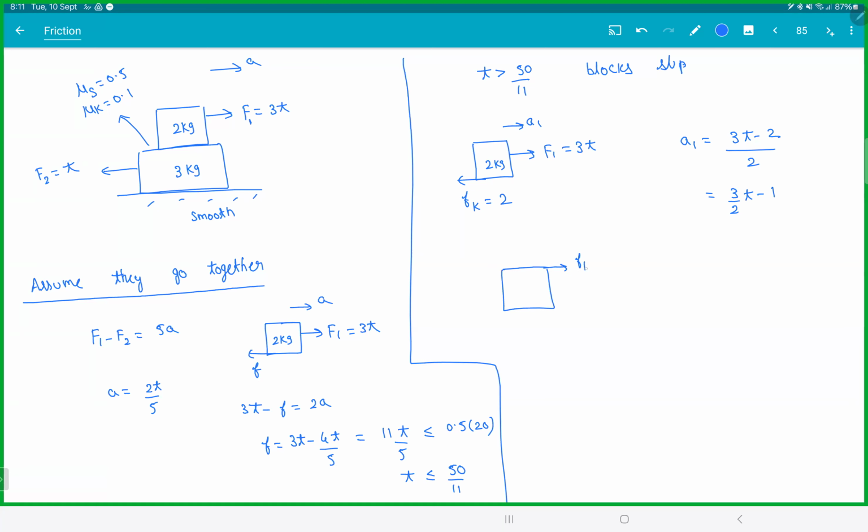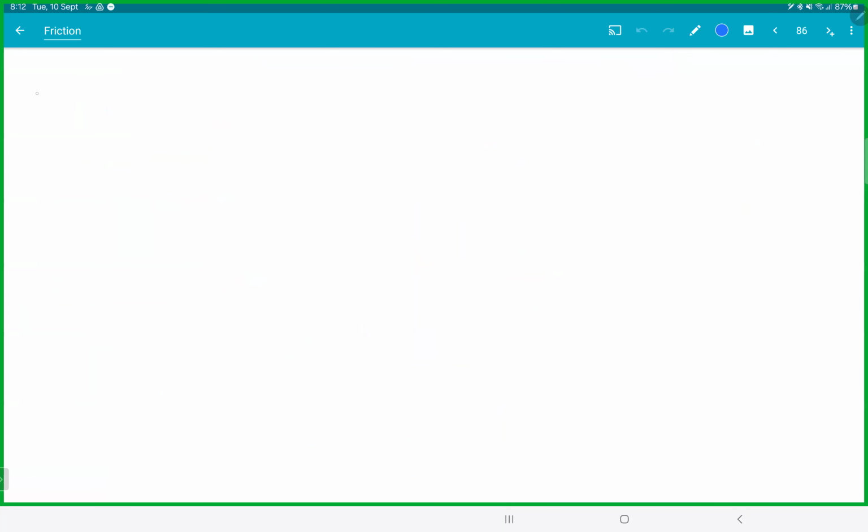So for this guy, Fk will be 2 backward. For the 3 kg, this F2 will be t, and this would be acceleration backward. So A2 will be t minus 2 by 3. But be careful, the direction has changed, so there will be a minus sign. There is no friction on the ground. Check out the values, so let's put the values there.